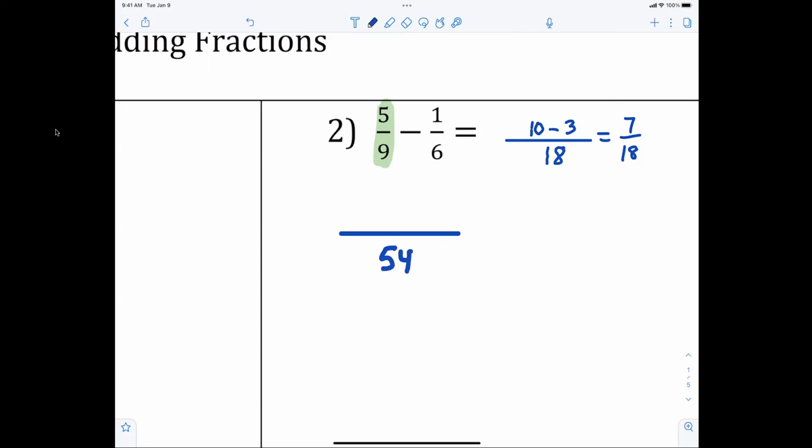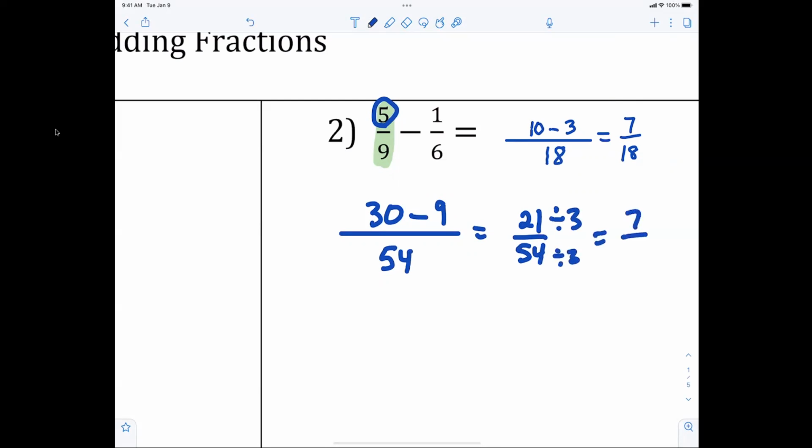So I'm going to multiply the first fraction by what? 6. So that would be a 30. I'm going to multiply the second fraction by what? 9. So that second numerator is going to be a what? 9. Right? And then when you subtract 30 minus 9, that's where you're getting the what? 21 over 54. And now you have to reduce by a factor of 3. So if I divide by 3, I end up with 7 over 18.